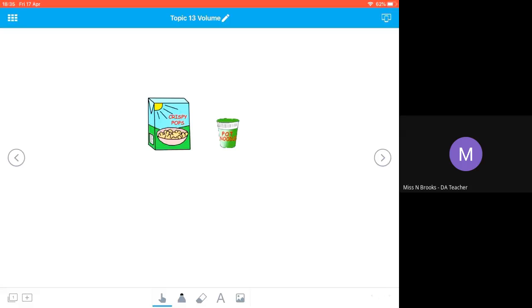So we've got two different items here. We've got some crispy pops and we've got a pot noodle. Which takes up less space, a packet of breakfast cereal or a pot noodle? Well, it's clear just from looking at the picture that it's the pot noodle that takes up less space. And if you've got a pot noodle and a box of cereal in your cupboard, go and have a look at it and see the difference in size between them.